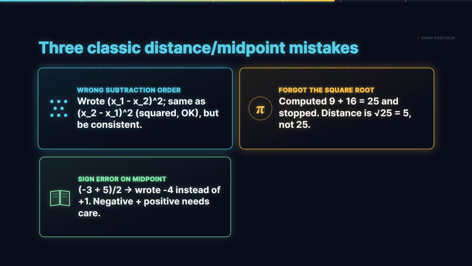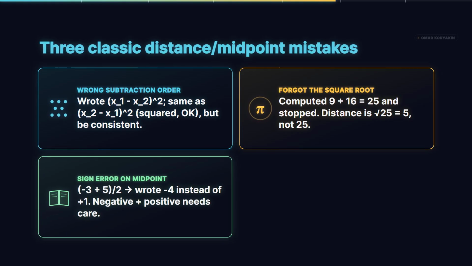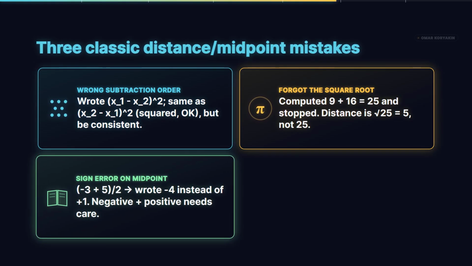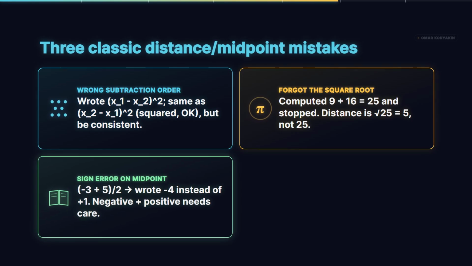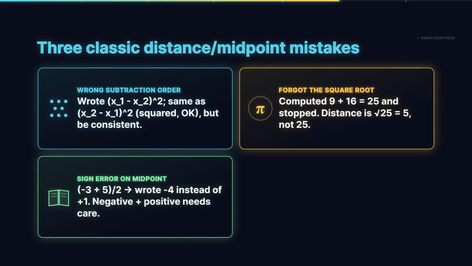The fix is to compute the sum as a separate explicit step before dividing, so the sign of the sum is clearly visible. -3 plus 5 equals +2, then divide by 2 to get +1. Doing the sum explicitly removes the sign error.